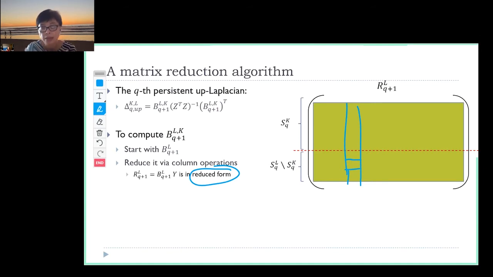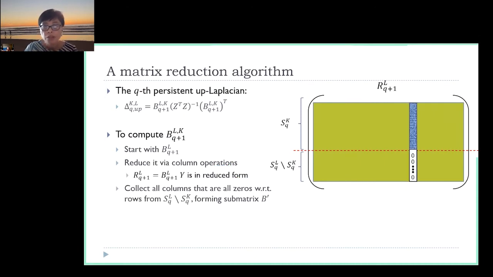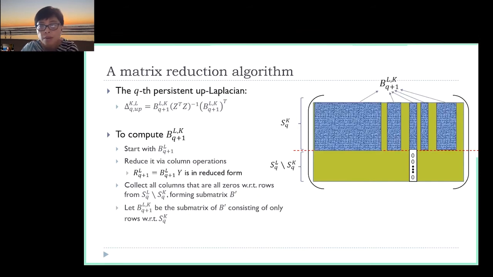The index is unique. Okay, namely no two columns share the same lowest non-zero entry. Okay, all right. So now that this is in the reduced form, I'm going to look at all the columns. I need to move this window out of the way. Now let's look at all the columns whose, like this column, whose portion outside the simplicial complex K are all 0.